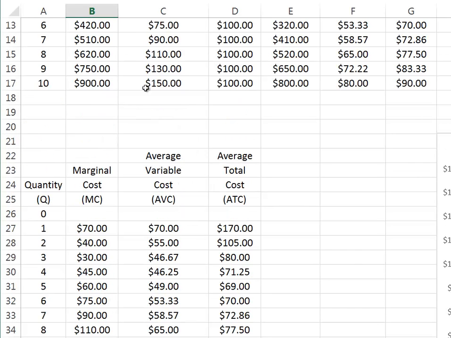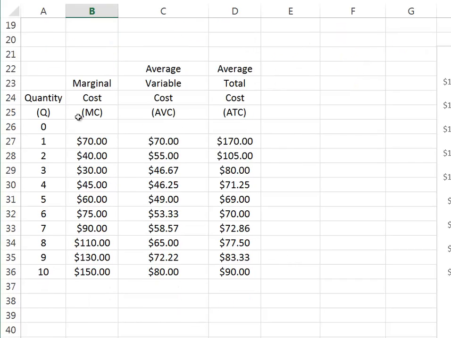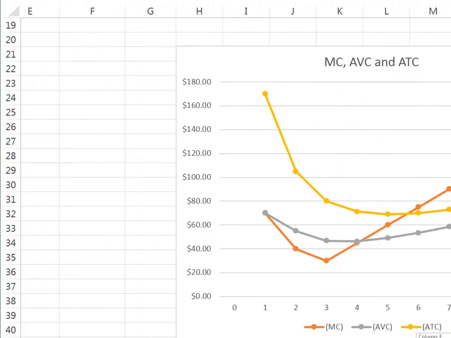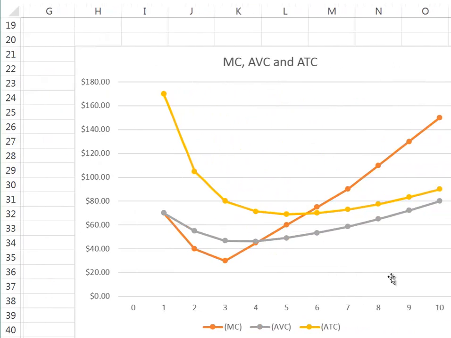So here, I just copied these terms. I have quantity, marginal cost, average variable cost, and average total cost. Well, I want to graph them. And all I did was use an Excel function. Basically, I just plotted it. And if I plot those terms, there's what I have.